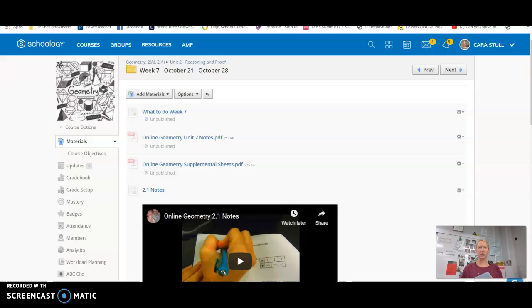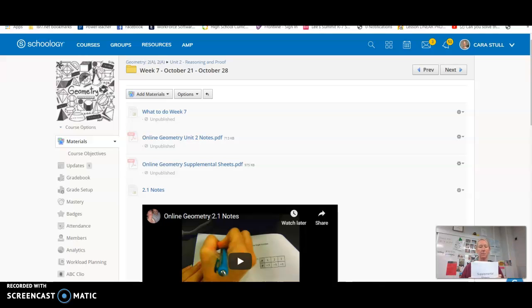We are starting in Unit 2, so I have put the files for Unit 2 up. This is the note packet, and then there's another file for the supplemental sheets. Some of these we will use, some of them we won't, we may use all of them, I'm not sure. So you can print those off.